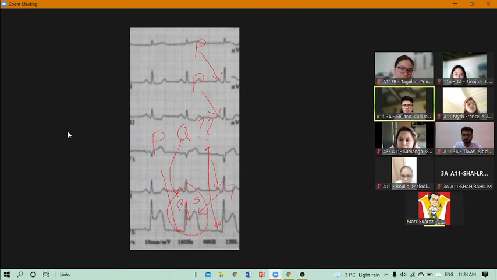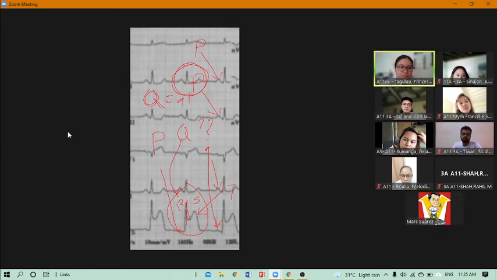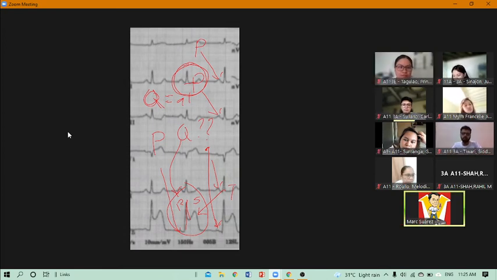In some QRS complexes, it is normal for a Q wave to be absent or not appreciated, like this one. There's no appreciated Q wave, but this is normal. Okay? Do you follow? Do I hear a yes or a no? Yes, Doc. Okay.